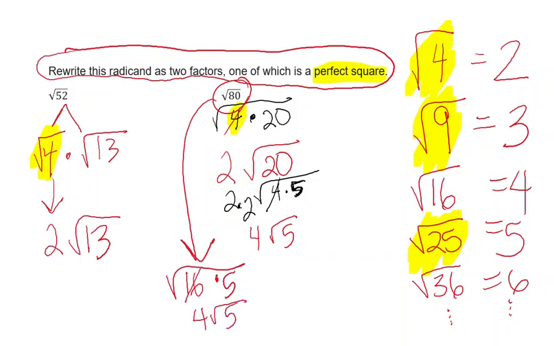So I could have gotten it in one step, but a lot of times we don't always know the biggest perfect square that divides into something. So as long as you just can continue when your inside number, your radicand, is still divisible by a perfect square.